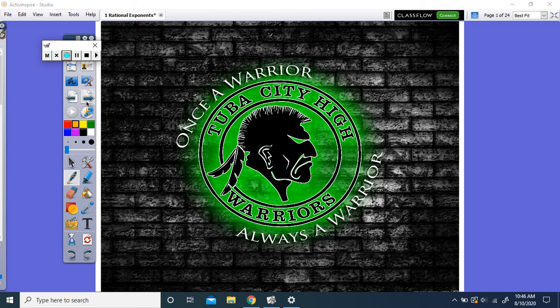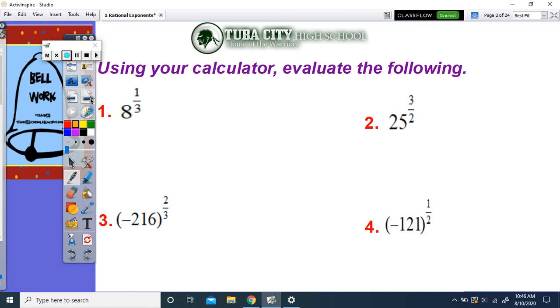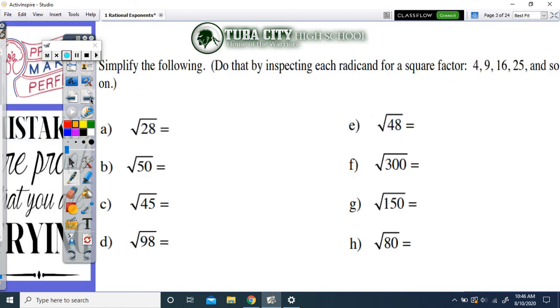We're going to go ahead and start off with rational exponents today. We'll skip that. So simplify the following. Before we get into rational exponents, we have to review how to work with radicals. So if you remember, this means the square root of.